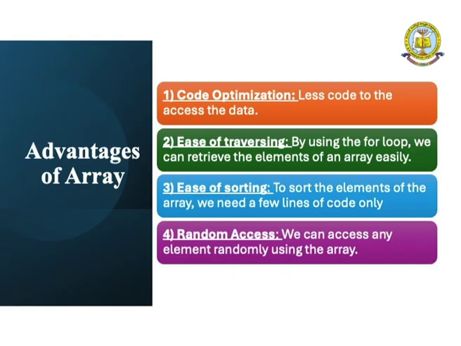And the next advantage of an array is random access. We can access any element of a particular array randomly using a few lines of code. Wherever you want, whatever element you want at a particular index number, you can access it easily. So, these are the advantages of an array.